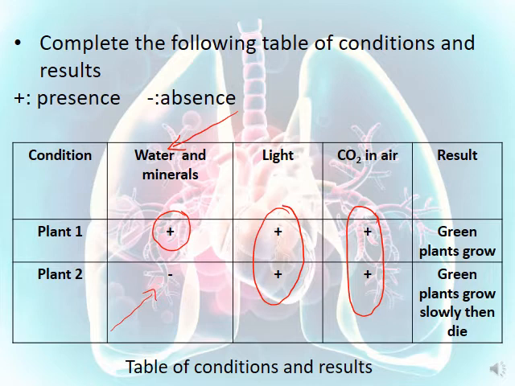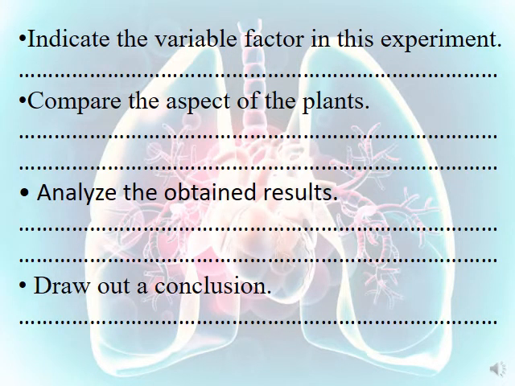So what about the results? The green plants that have water grow green and grow normally, while the plants that lack water, that don't have water, grow slowly and eventually they will die. So this is said here to indicate the variable factor. The variable factor in this experiment is the water. It's present in the first and it's absent in the second experiment. Compare the aspects of the plants, the appearance of the plants.